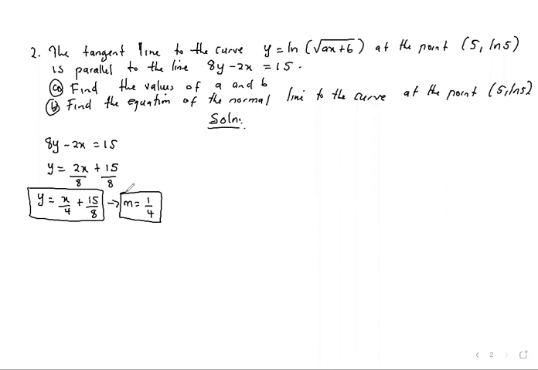This gradient is the gradient of this line here. But the good part is that this line is parallel to the tangent line to this curve at the point 5, ln 5. So if it is parallel, it means that the tangent line at that point to this curve has the same gradient as the gradient of the line given, because parallel lines share the same gradient. So parallel lines have equal gradients.